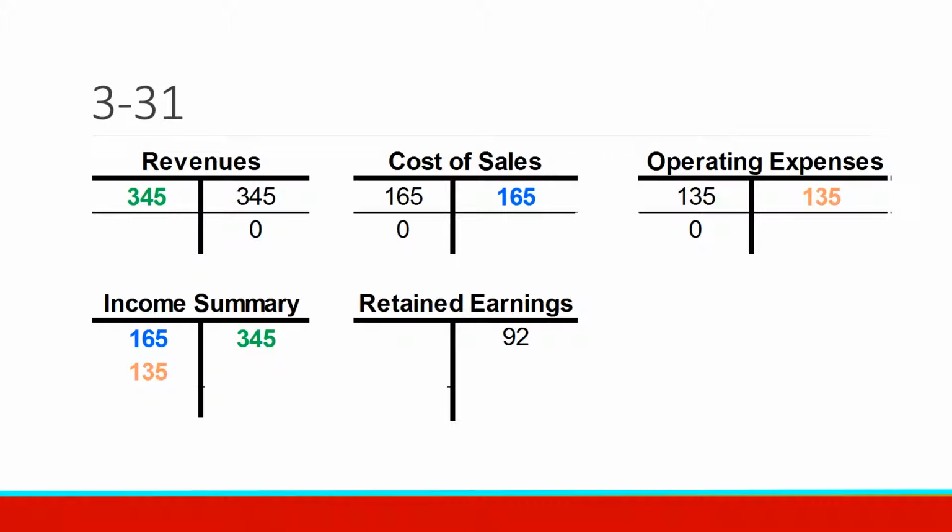We now transfer our focus to the Income Summary account, where we have the $345 in revenue and the two different expense items of $165 and $135. When we take revenues minus those two expense categories, we come up with a net amount of $45, which is the amount of net income we earned in this period.